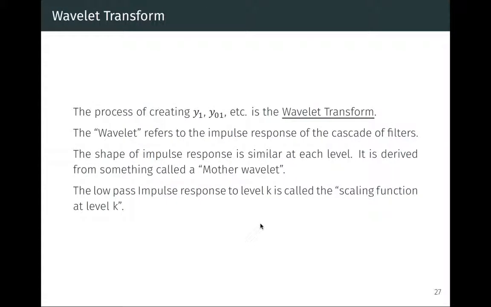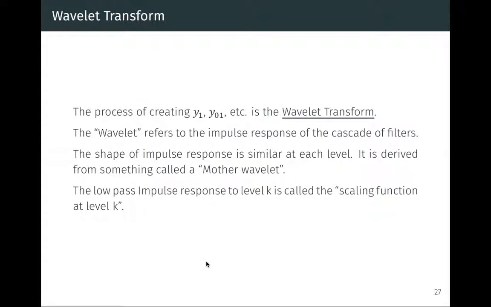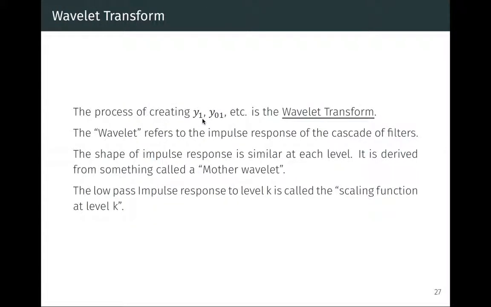The process of creating all these is called the discrete wavelet transform. All these shapes are similar, and they all derive from something called the mother wavelet, which is the original shape of that transform. We'll see different types of transforms. It looks this way for the Haar transform, but we'll see different types of wavelets.